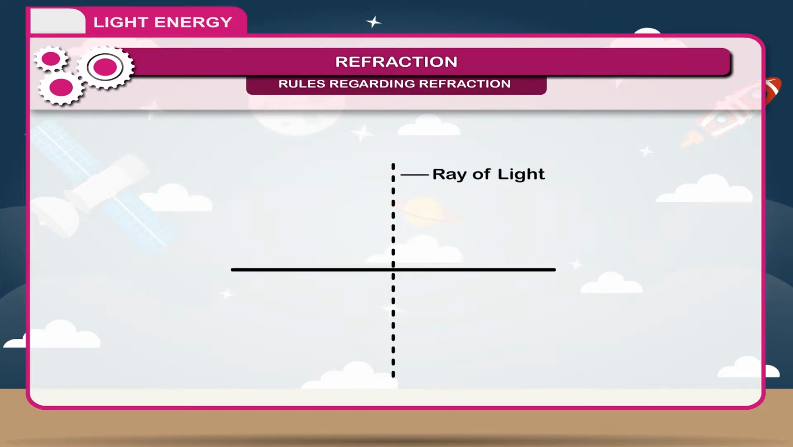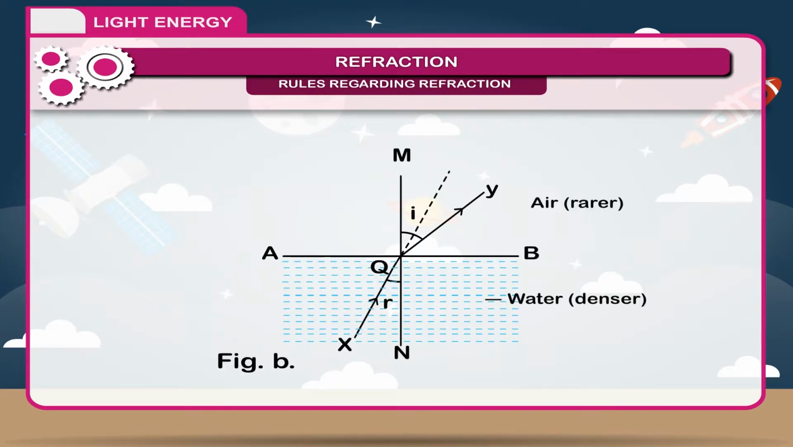2. When a ray of light strikes at right angle to the interface of the two mediums, it does not deviate from its original path and goes straight. In this case, angle of incidence and angle of refraction both are 0. 3. When a ray of light passes from denser medium to rarer medium, it bends away from the normal. In this case, the angle of refraction is greater than the angle of incidence. That is, angle R is greater than angle I.